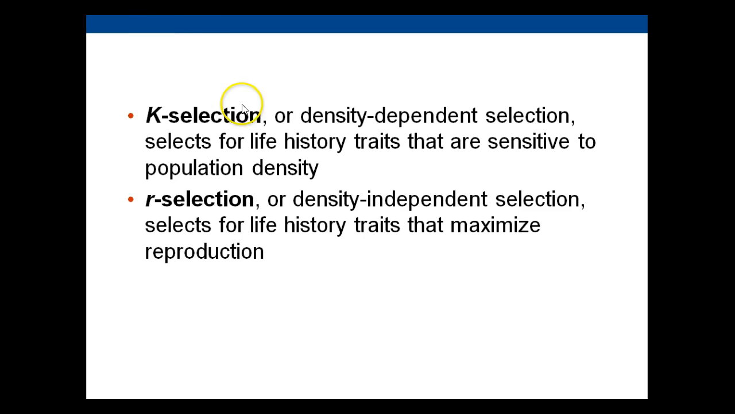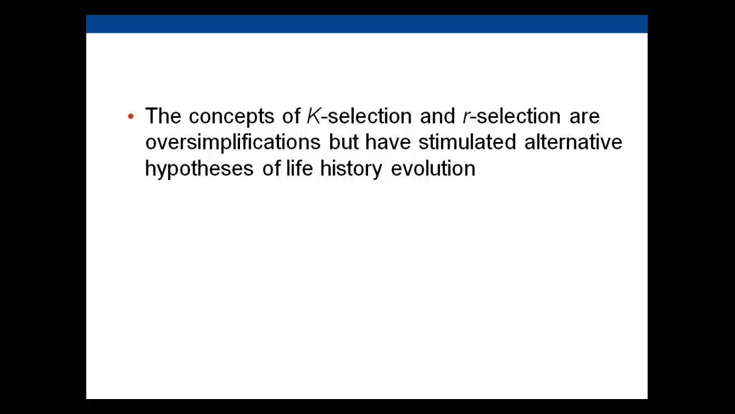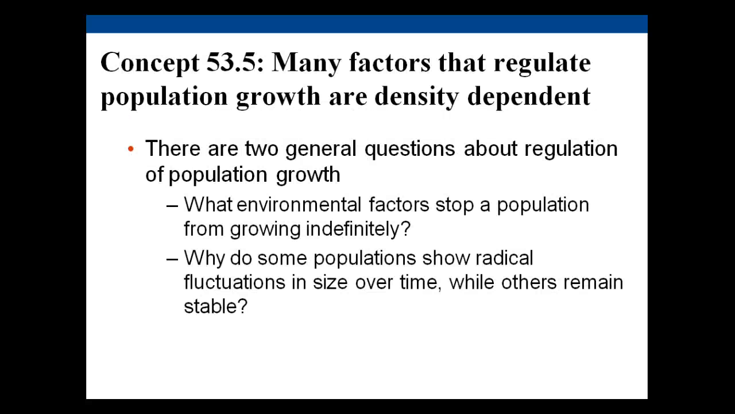K selection and R selection, we mentioned these before a little bit, but density dependent selection is sensitive to population density, so when it's really super crowded. Or R selection, or density independent selection, where it maximizes reproduction when there's not many people around.